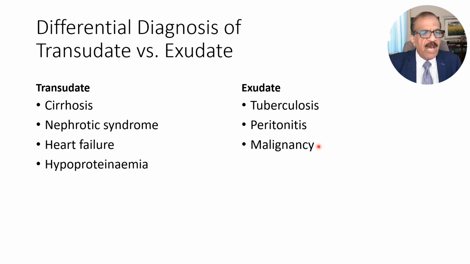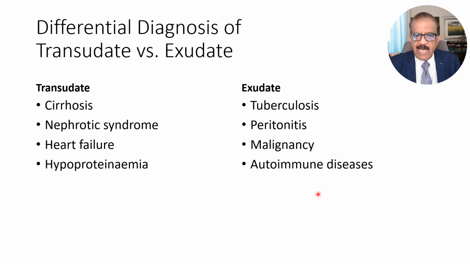Malignancy could be unrelated to cirrhosis, or there could be malignancy associated with cirrhosis also. Hepatocellular carcinoma is a complication of cirrhosis, and that hepatocellular carcinoma could infiltrate into the peritoneum and cause malignant cells to be present and also exudative ascites. So these are the differential diagnoses of transudative and exudative ascites. Autoimmune diseases, any type, affect surfaces like cirrhosis does; SLE or other diseases can also cause exudative ascites.